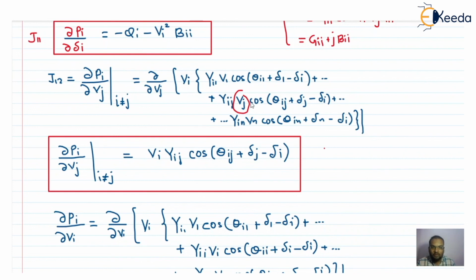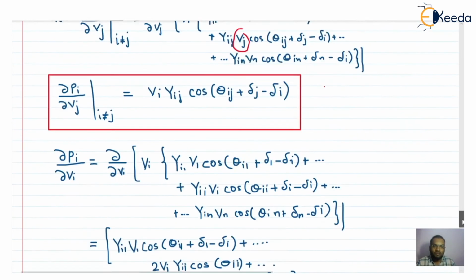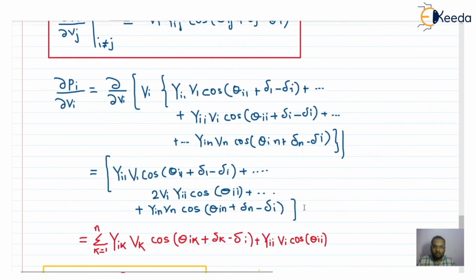If I take the derivative of this, Pi will come inside: Pi into Yij cos of theta ij plus del j minus del i, you will be left with. Okay, do the same thing for the diagonal terms of J12. Try to do it yourself. If you do this, you'll get this equation. Now you can do this respective correction. Let us do this; the rest I'll give you directly as values.